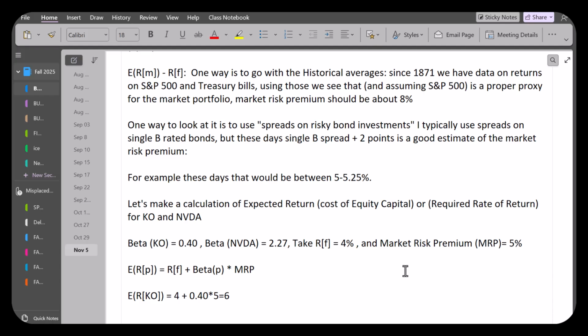On the other hand, expected return for NVIDIA, 4 plus 2.27 times 5, 15.35. Do you guys remember when we were using NVIDIA as an example for those dividend growth models and stuff? I used the 15% return. I didn't take that number out of thin air. I basically made a mental calculation without telling you how I got it.